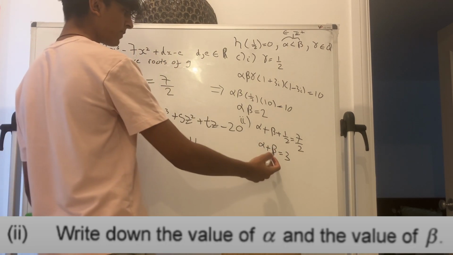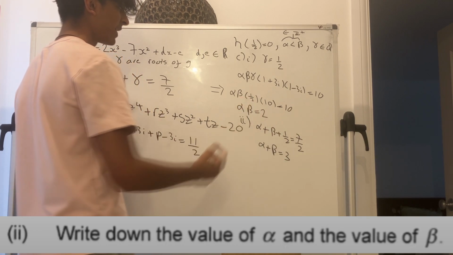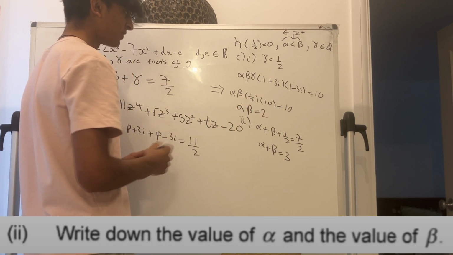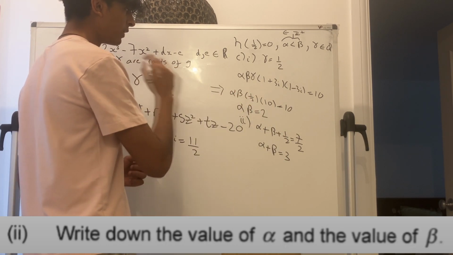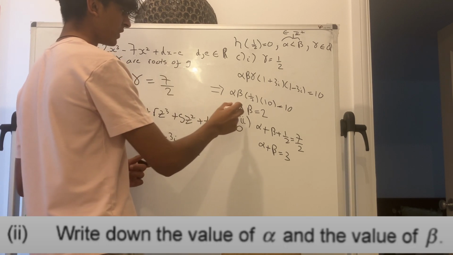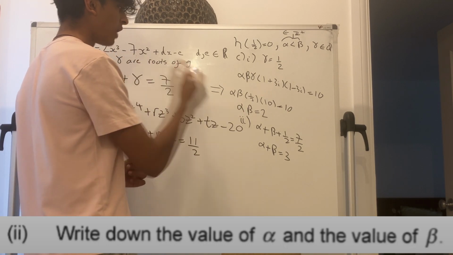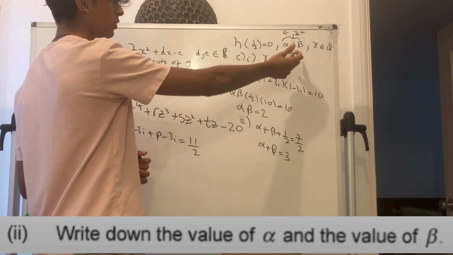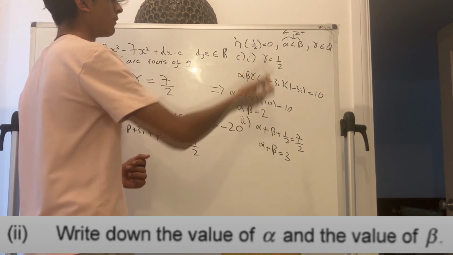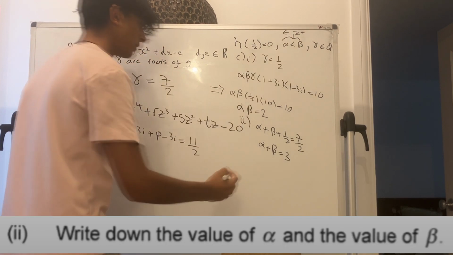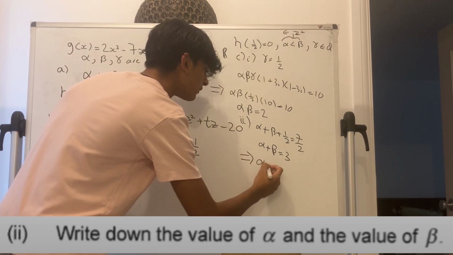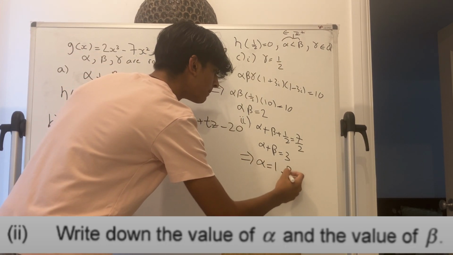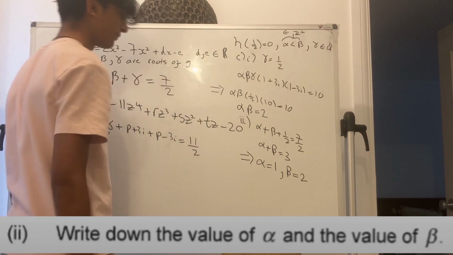We know that alpha plus beta is 3, and alpha times beta is 2. Since alpha times beta is 2, we can either have alpha is 1 and beta is 2, or alpha is 2 and beta is 1. But we know that alpha is smaller than beta, so therefore alpha must be 1 and beta must be 2, which implies that alpha equals 1 and beta equals 2. And that's our answer.